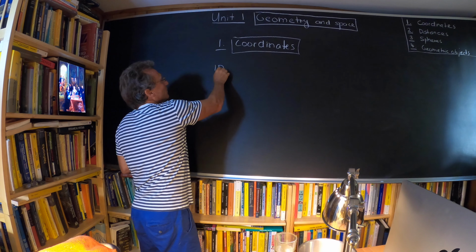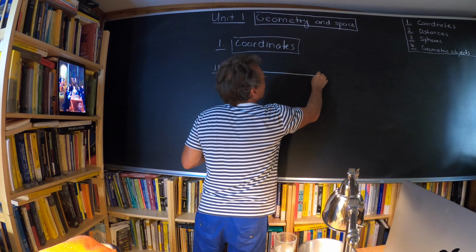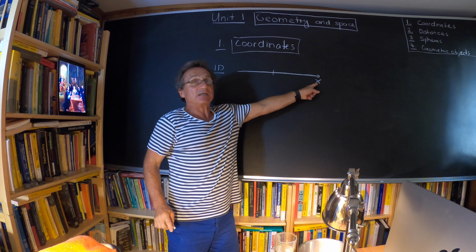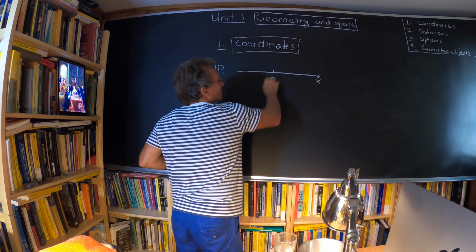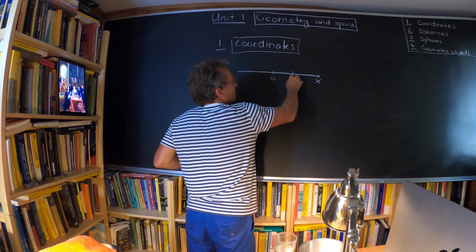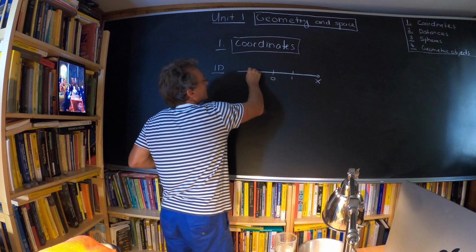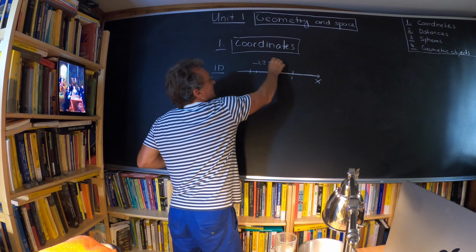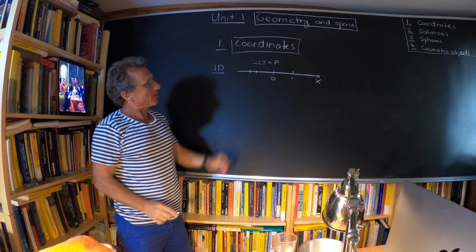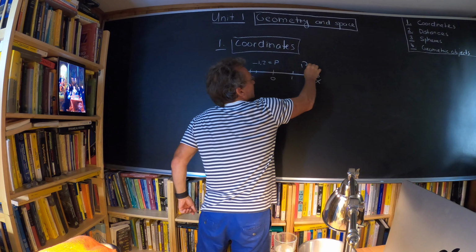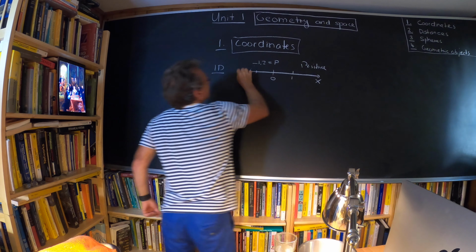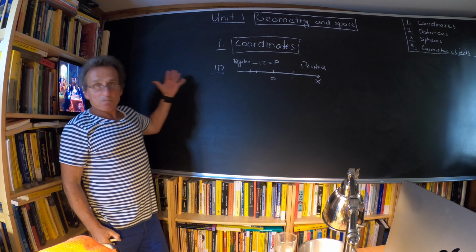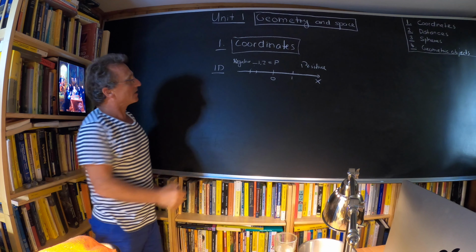So in one dimension we have a line, the number line. We call this the x, 0 is the origin, and then we have a unit, and maybe here a number like minus 1.2. That's a point on the number line, and so there's a positive axis here and a negative axis, and that's the one-dimensional space.